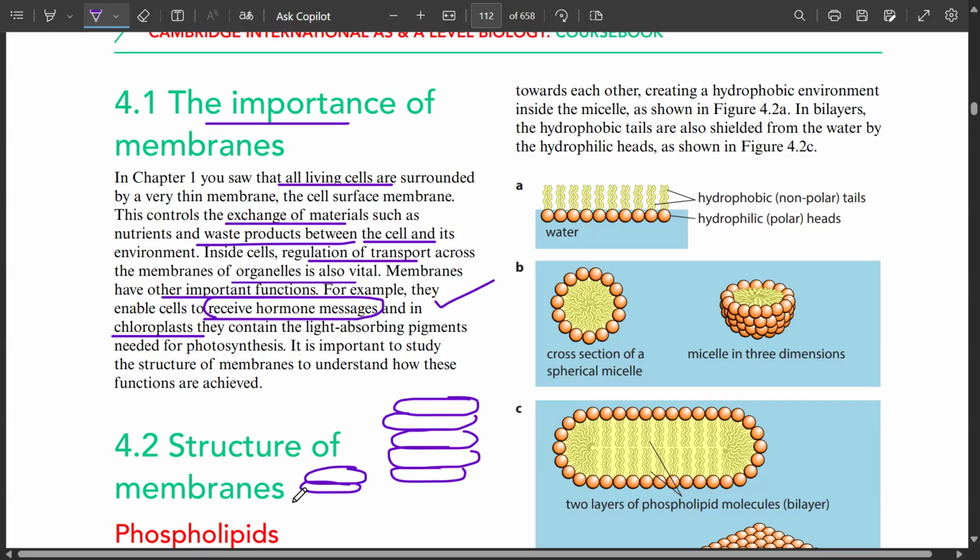And on these thylakoid membranes you have chlorophyll, which is actually responsible for absorbing sunlight, which you have already seen in photosynthesis as well. It is also important to study the structure of membranes to understand how these functions are actually achieved.